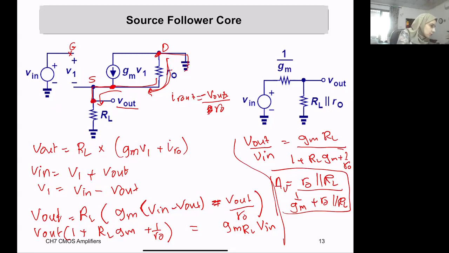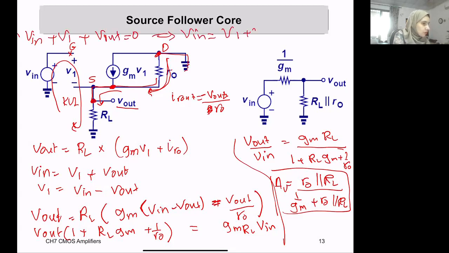Yeah, if you do KVL here, you will have minus Vin plus V1 plus V out equals 0. So Vin will equal V1 plus V out. It's just the KVL onto this loop, which I just showed you here. Yes, thank you. And then the rest will be just your circuit experience, and you will be able to reach this gain derivation.